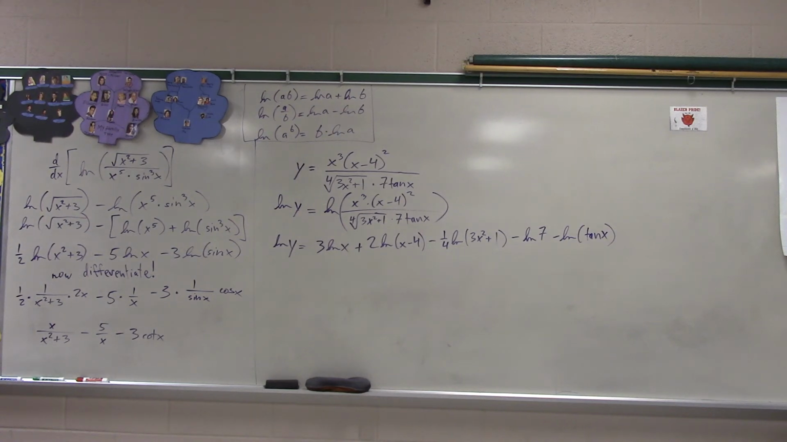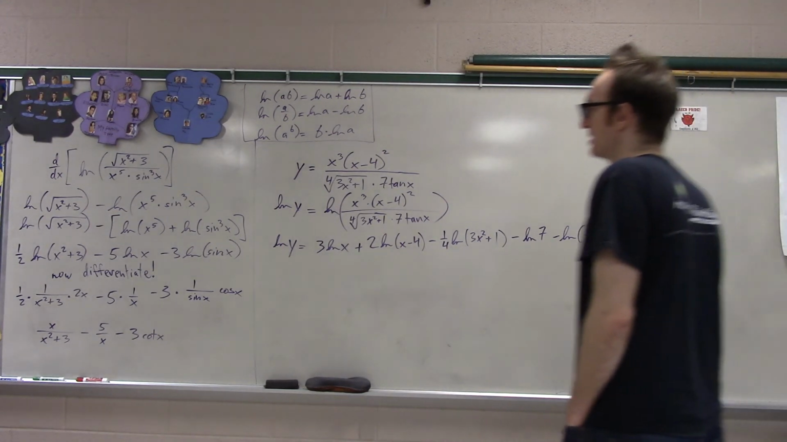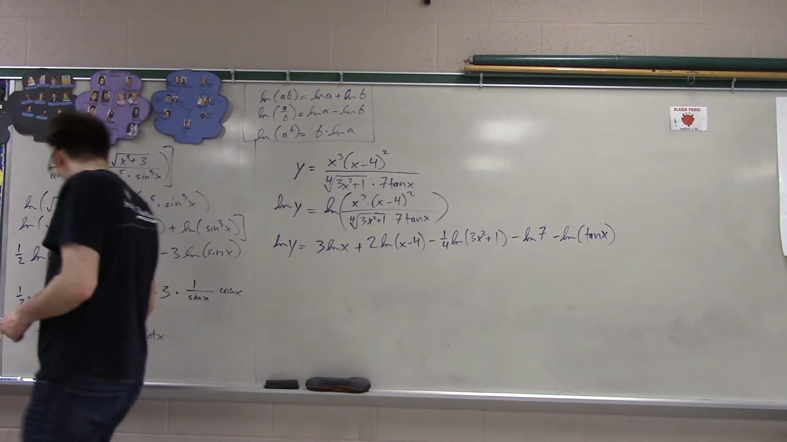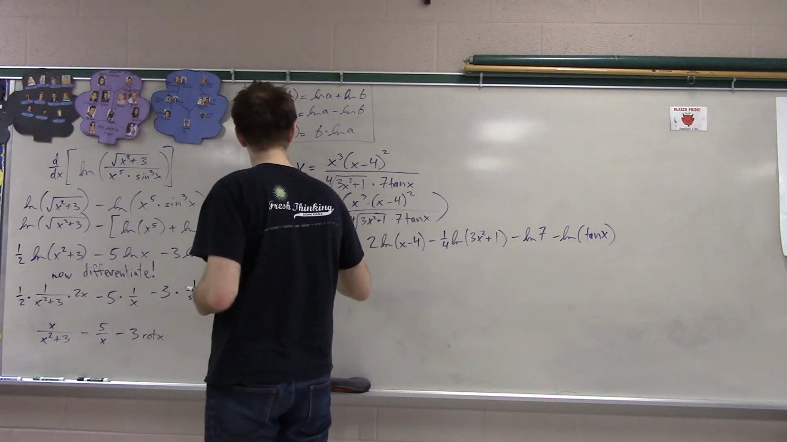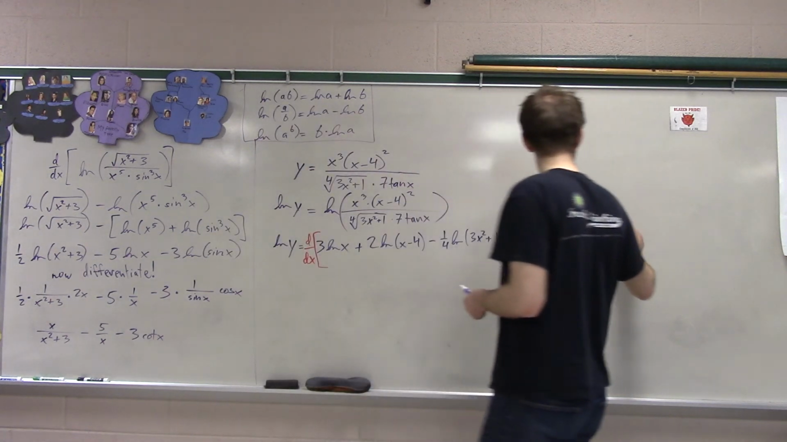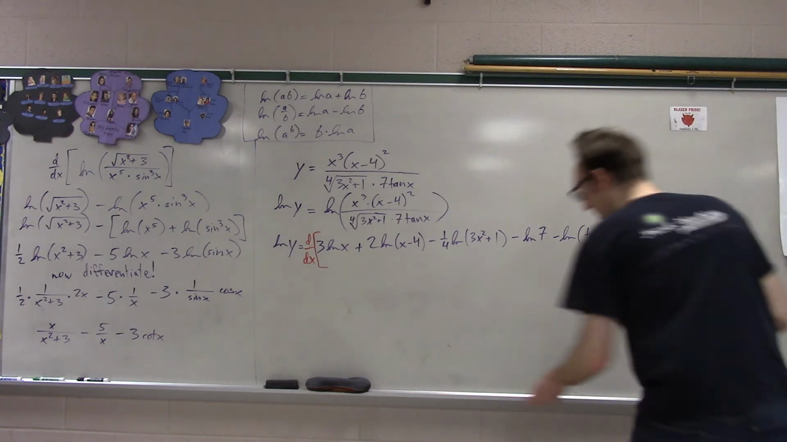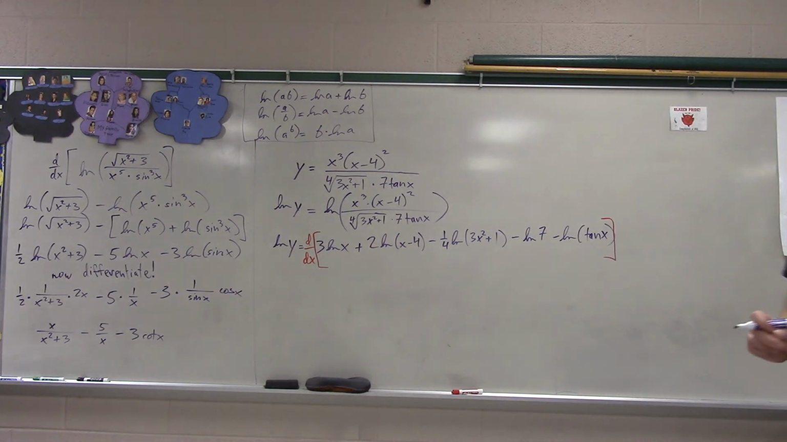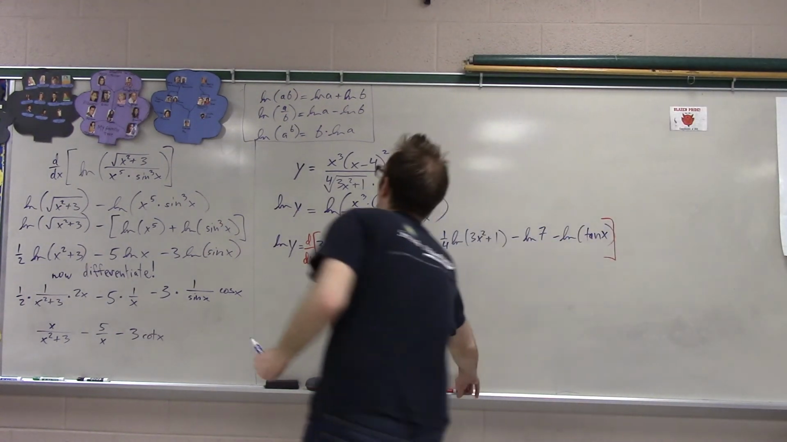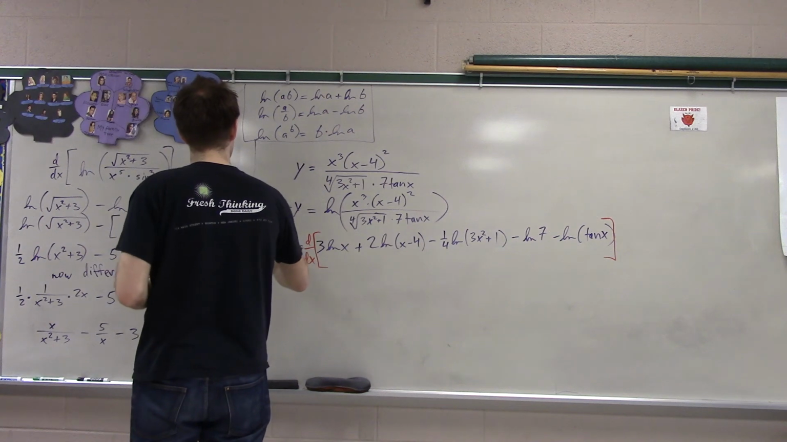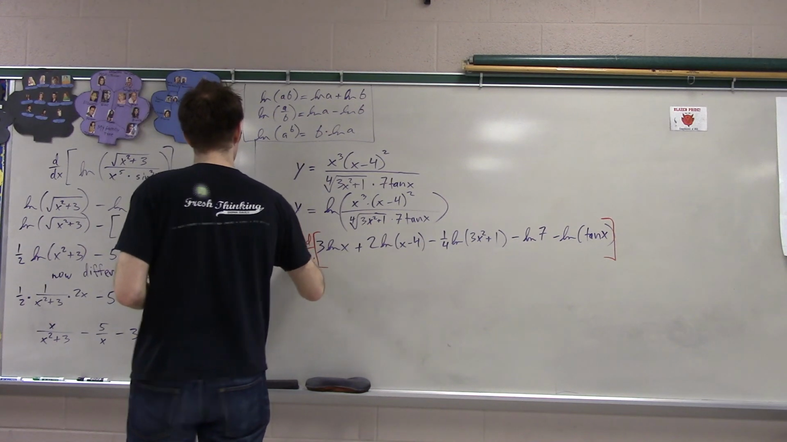Okay. Now that everything is really simple and easy to differentiate, I'm going to differentiate both sides. But we have to be a little bit careful now. So what I'm going to do now is differentiate both sides with respect to x. We did this one other time in this class, and it's a little bit subtle, so let's talk about it. So I'm going to take the derivative with respect to x.